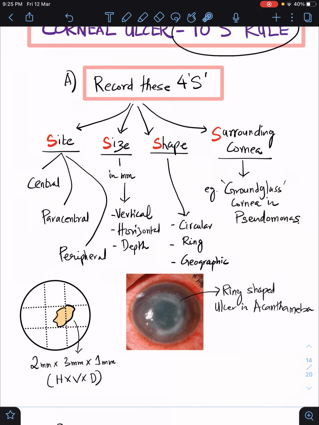Fourth, always check the surrounding cornea, very often missed. Only when you check the surrounding cornea might you get a clue on what could be the etiology, what could be the clinical pathogen. Especially in Pseudomonas, you have a ground glass or edematous cornea. These are the 4 S's which you have to write on the case sheet.